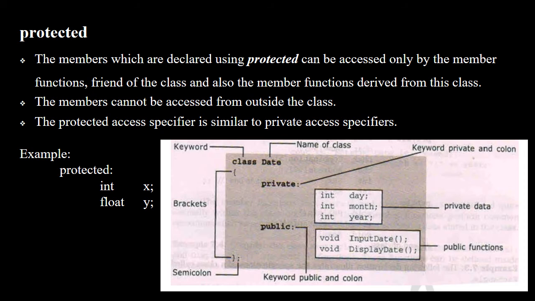Look at the image. It is the syntax of class definition. It has the keyword class and the name of the class, that is date. Then open flower bracket. The first access specifier is private. Its members are day, month and year. Those are the variables. And then public access specifier. It has two functions. One is input date, another one is display date. Then closing flower bracket and semicolon.